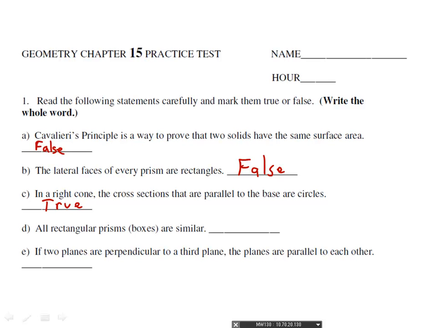D, all rectangular prisms boxes are similar. We might be tempted to say yes to this. Certainly true of cubes. But it is possible for rectangular prisms. Remember, the corresponding side lengths have to have the same ratio. And it's possible that the length might have one ratio and the width might have a different ratio. And the height still another one. So all three of them would have to be the same. So this question is false.